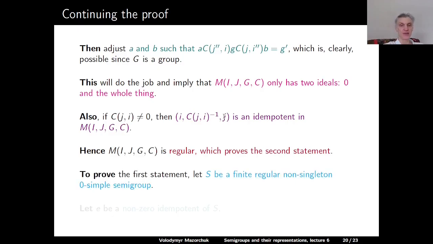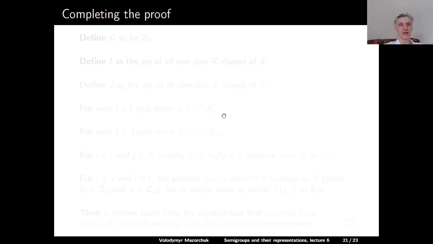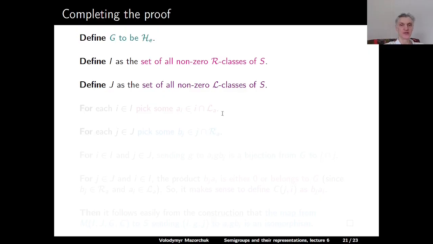To prove the first statement, let S be a finite regular non-singleton zero-simple semigroup. It's regular, so we can take a non-zero idempotent E of S. Let's define G as the H class of this idempotent. Define I as the set of all non-zero R classes in S, and define J as the set of all non-zero left classes in S.